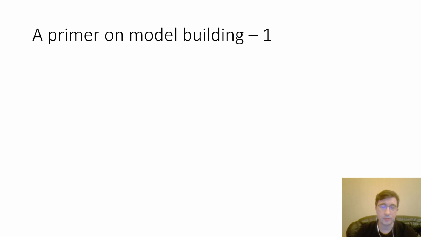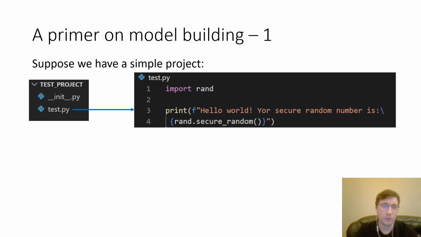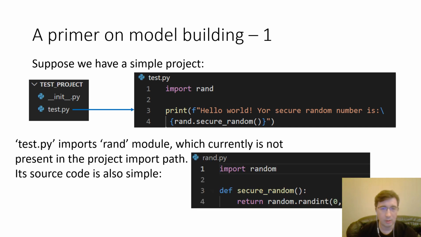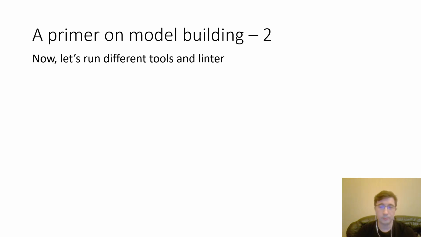Let's consider a few examples of how incomplete models may affect us during the static analysis. Suppose we have a small Python program that does nothing other than return a presumably secure random number to the user. It imports the rand module, which is currently not located in the project import path. It is done deliberately at this phase. And as we can see, this module uses insecure random number generation, which will be flagged by almost every SAST tool that supports Python. Let's try to analyze security and correctness of the program using static analysis tools.